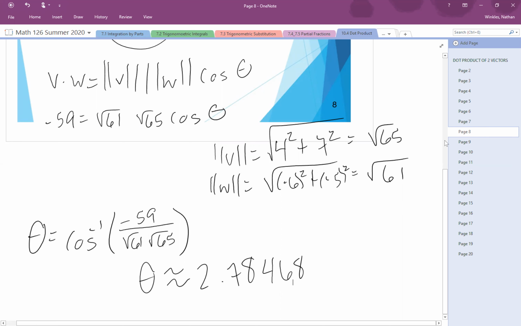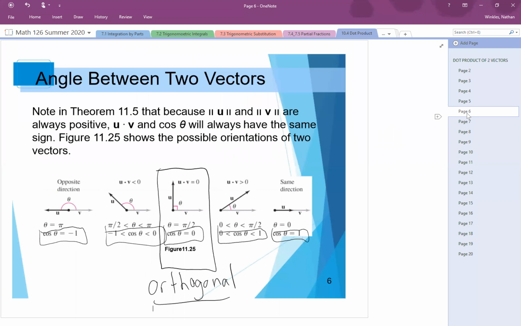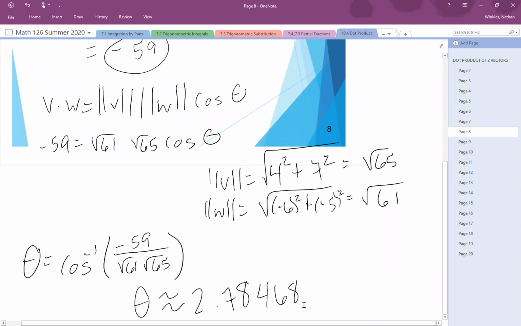So if we scan back to our previous slide right here, we had that our dot product was less than 0. So we know that theta is between pi over 2 and pi, and therefore that matches what we just found here, because this is less than 3.14 but greater than pi over 2, which is approximately 1.6 something. So we're pretty good right there.